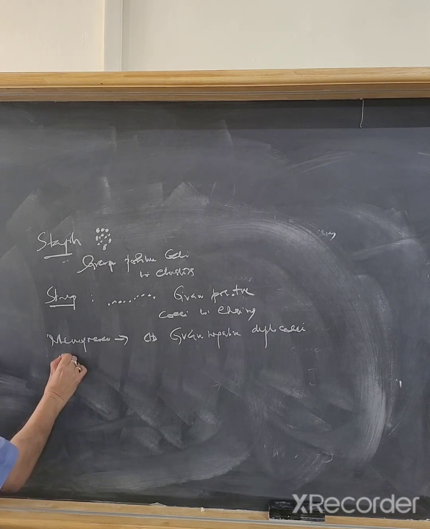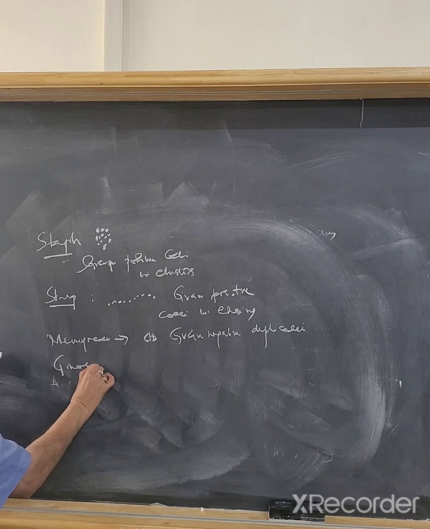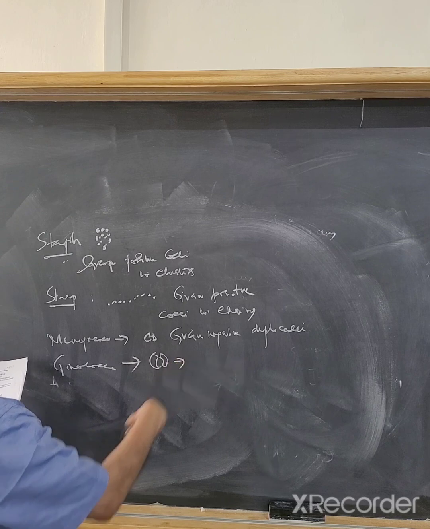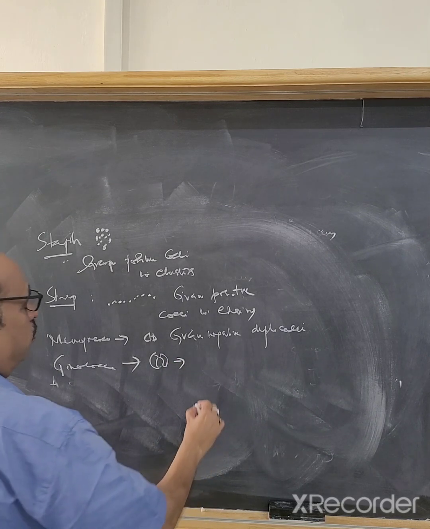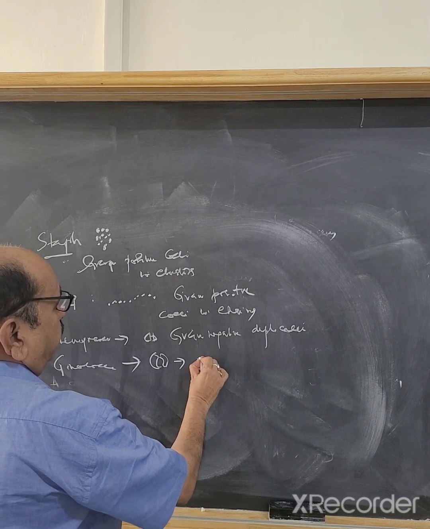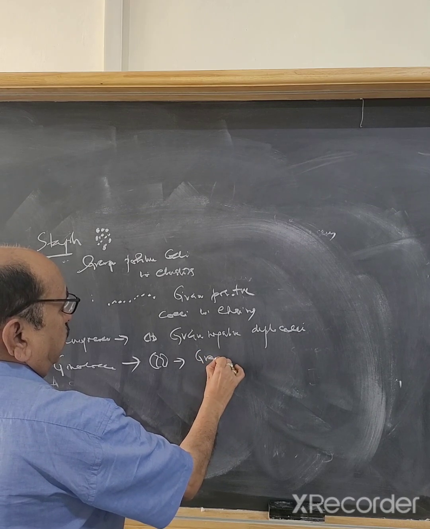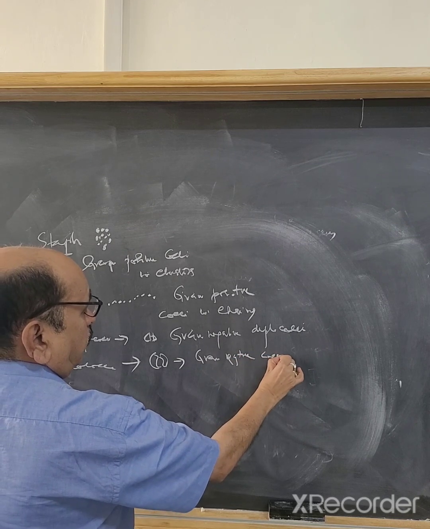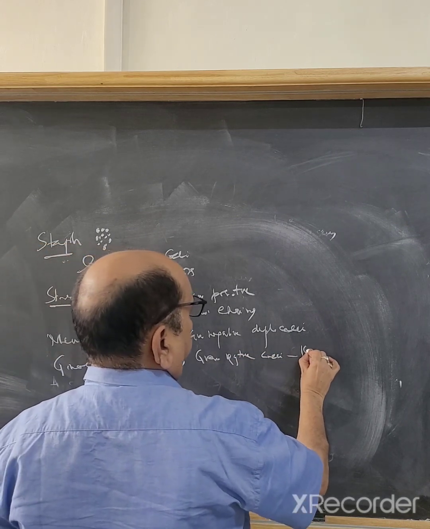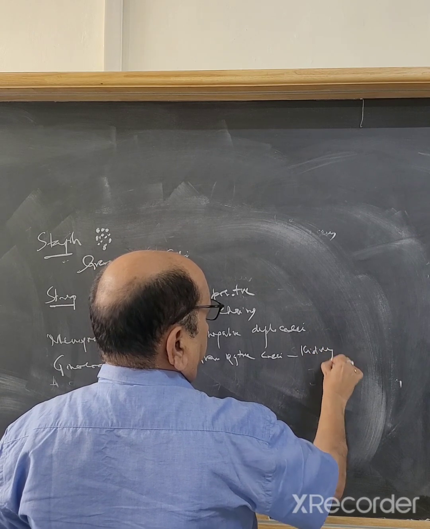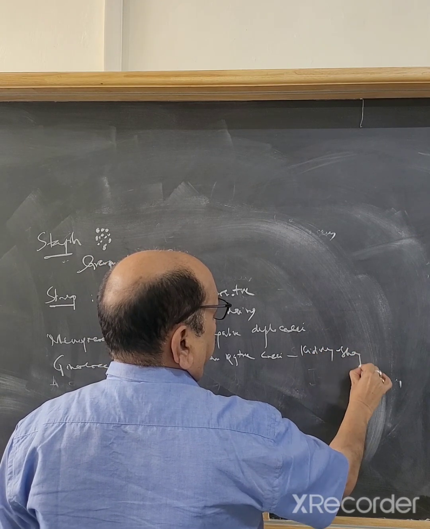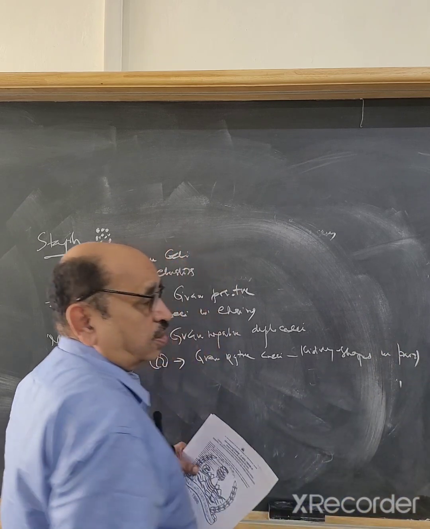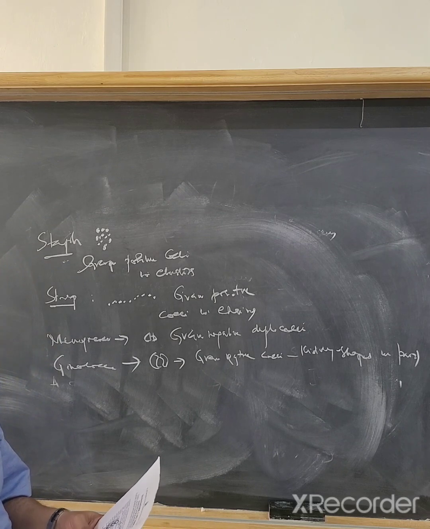Then gonococci: kidney shaped, concave sides facing each other. Gram negative cocci, kidney shaped, in pairs.